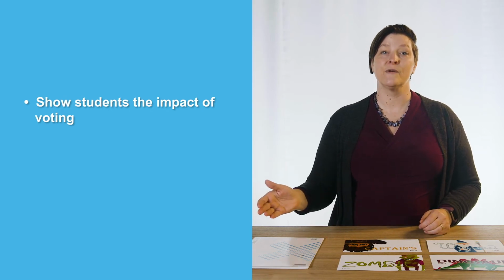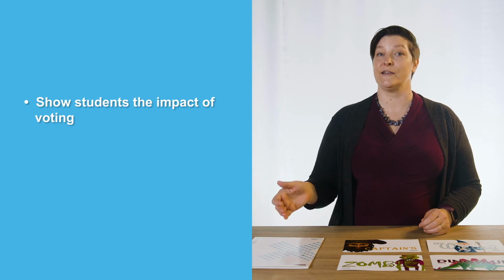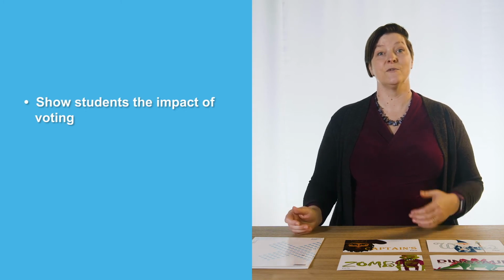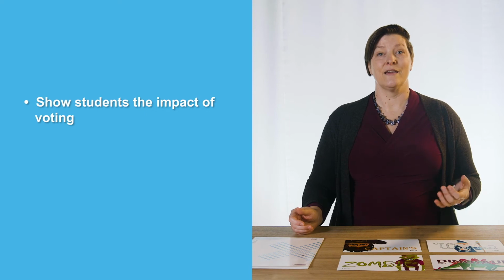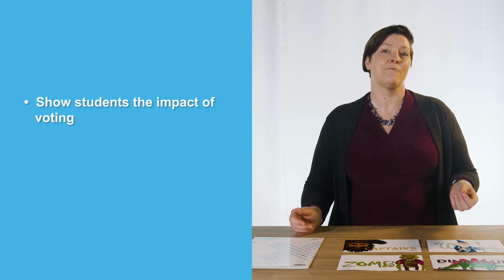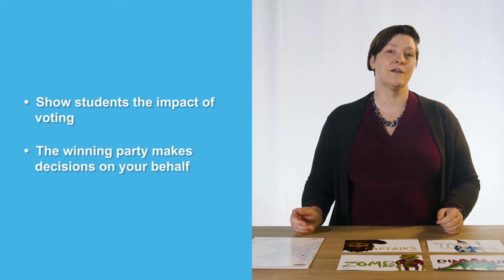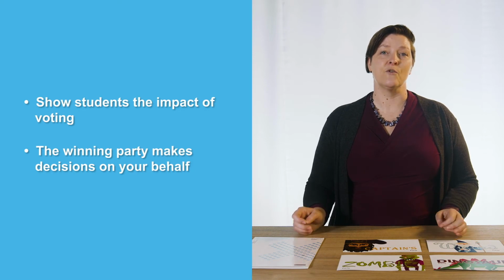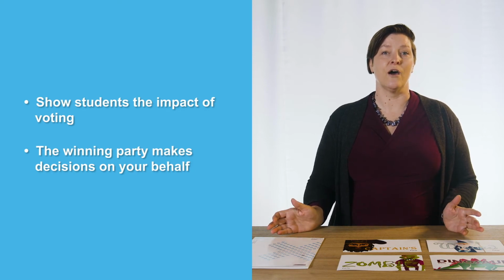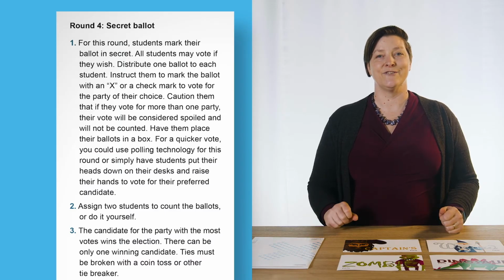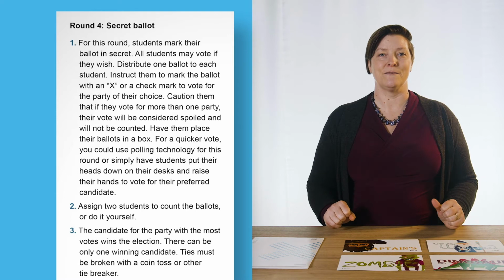If they voted for the Wizard Party, they probably won't like doing the dinosaur roar. We do want them to get a little bit upset, especially if they weren't able to vote in that round. Just like in real life, the winning party makes decisions on your behalf, whether you voted or not. You could ask students now if they think there's a better way to vote, maybe a way that might reduce the peer pressure that they might have seen in the first 3 rounds. This is a good way to introduce the final round, a secret ballot.